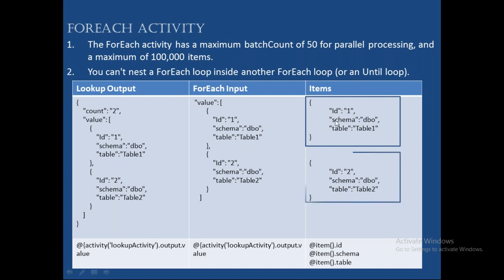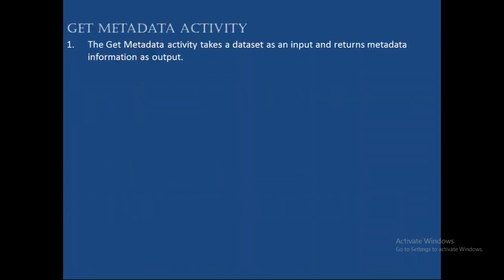Now once you process the first item, then for each will give you the next item. You are going to use the same dynamic content. When you say @item.ID, this time it will give you two. @item.table, if you ask, it will give table two. Okay, that we discussed.